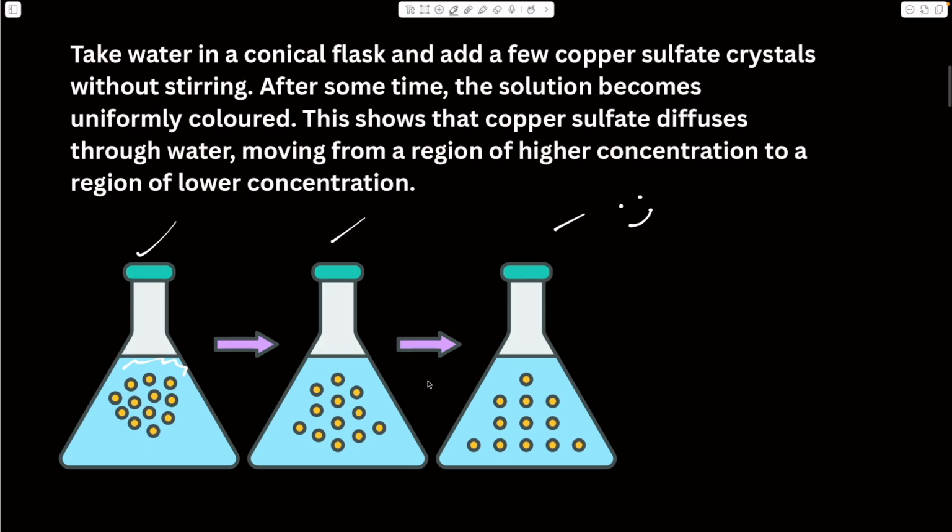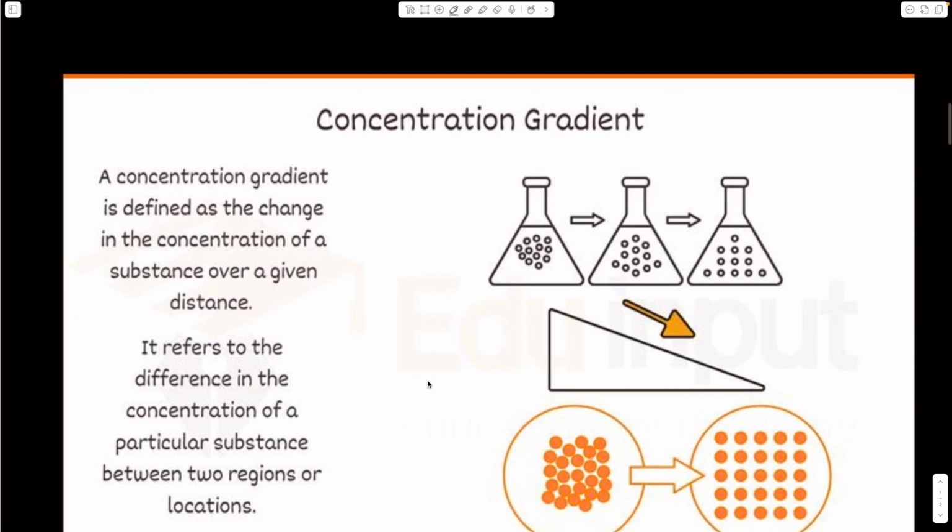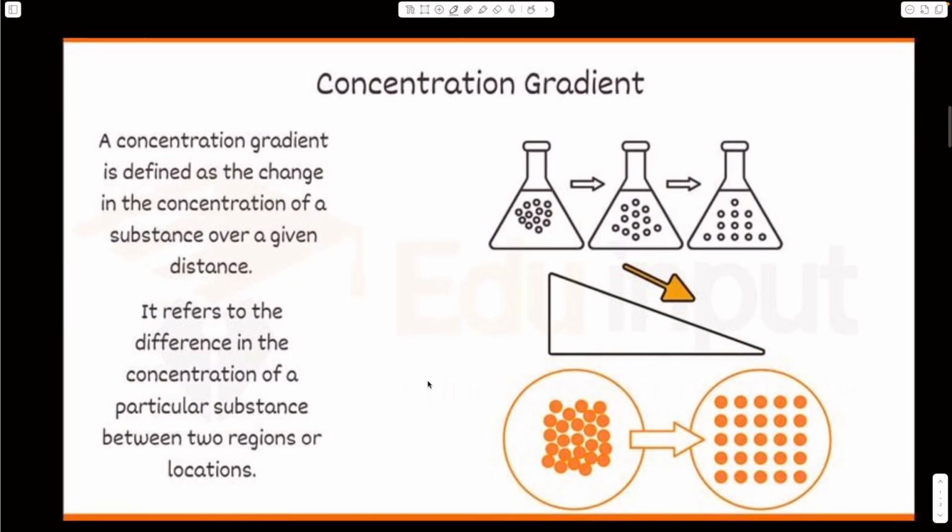Let's take it a little bit further. Let's learn about what is concentration and concentration gradient. Concentration is the number of atoms and molecules in a particular place. Concentration gradient is defined as the change in concentration of a substance over a given distance.